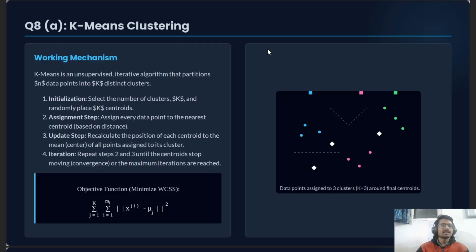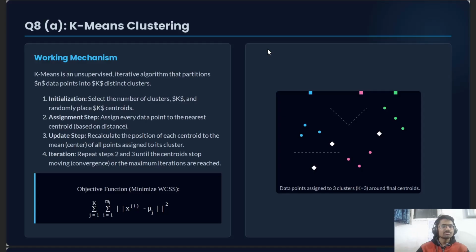Second is the assignment step. Assign every data point to the nearest centroid based on distance. Third is the update step. Recalculate the position of each centroid to the mean of all points assigned to its cluster. Fourth is iteration. Repeat steps 2 and 3 until the centroids stop moving (convergence) or the maximum iterations are reached.